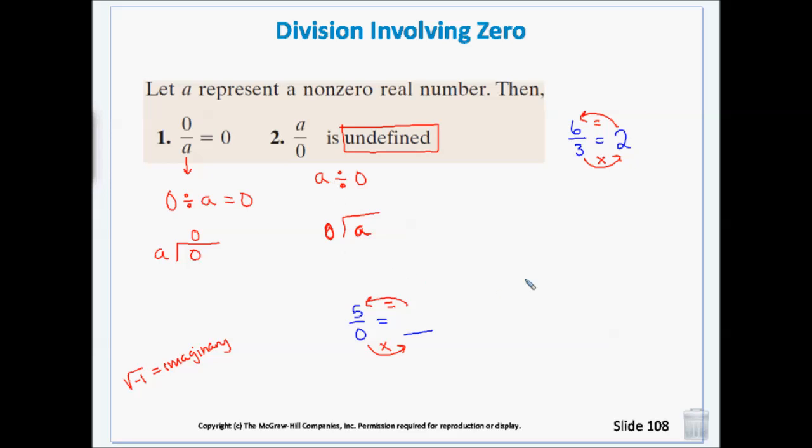So anytime you see that, if I give you a problem like this, your answer is this. Okay. If I give you a problem like this, your answer is 0. 0 on top, okay. 0 on the bottom, no.